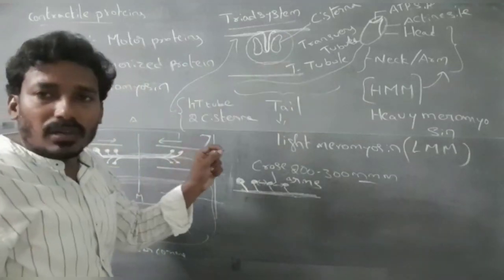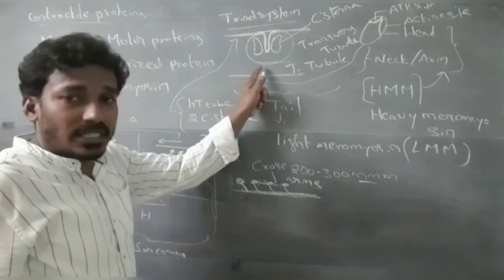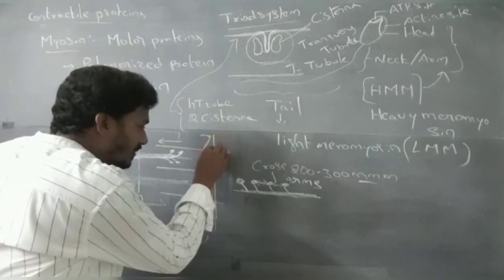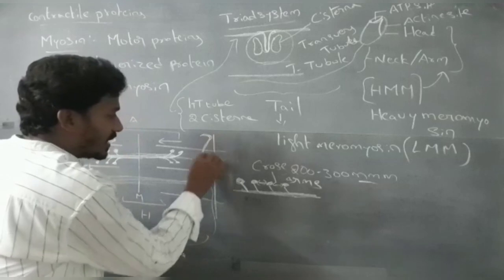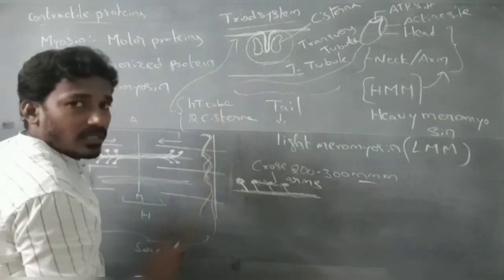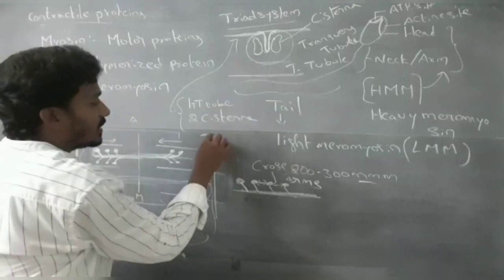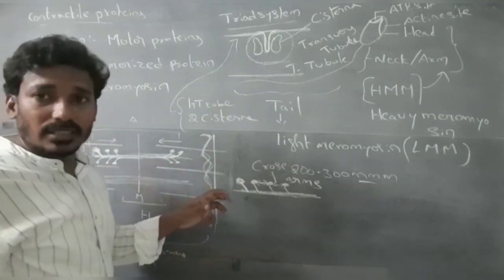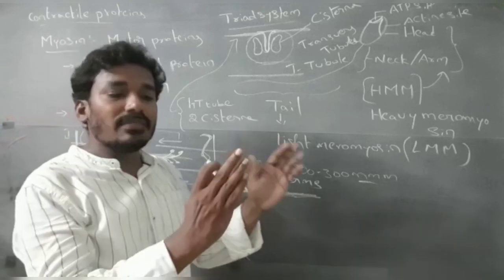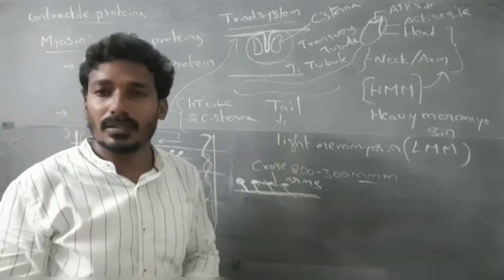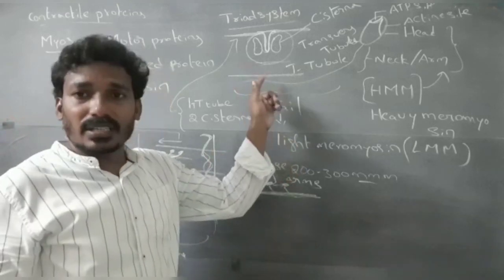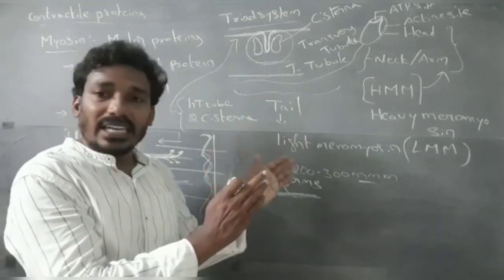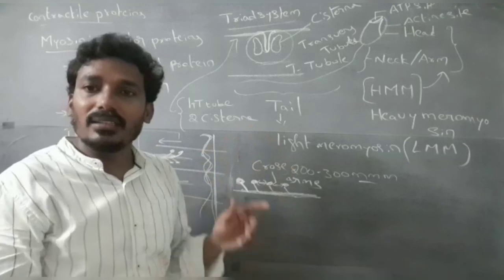In non-mammals, the triad system is present at the level of the Z line. This is the Z line. In mammals, the triad system is present between the A band and the I band.